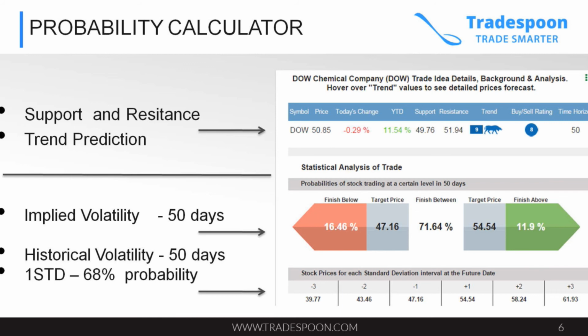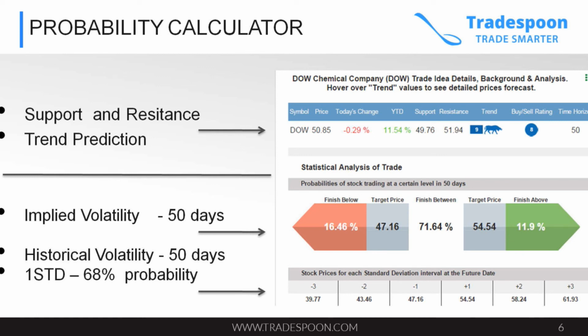So at Tradespoon, we developed a probability calculator that not only shows you the trend and buy and sell rating that you can see on your screen, which gives you a bullish bias, but it also helps you determine what optimal strategy you should implement. And on the screen you see Dow Chemical, where Dow is currently trading at $50.85. The probability of Dow reaching $54.54, meaning a $4 movement, roughly a little bit less than 10%, in the next 50 days, well, there is only an 11% chance that this stock will reach that level.